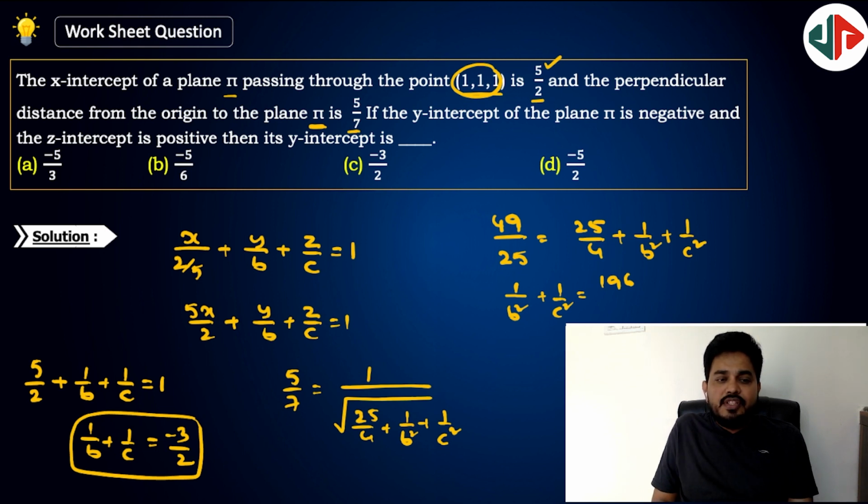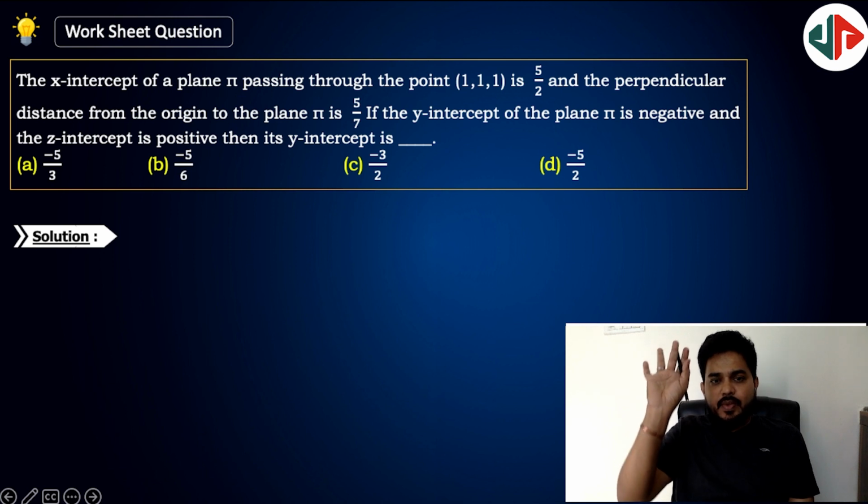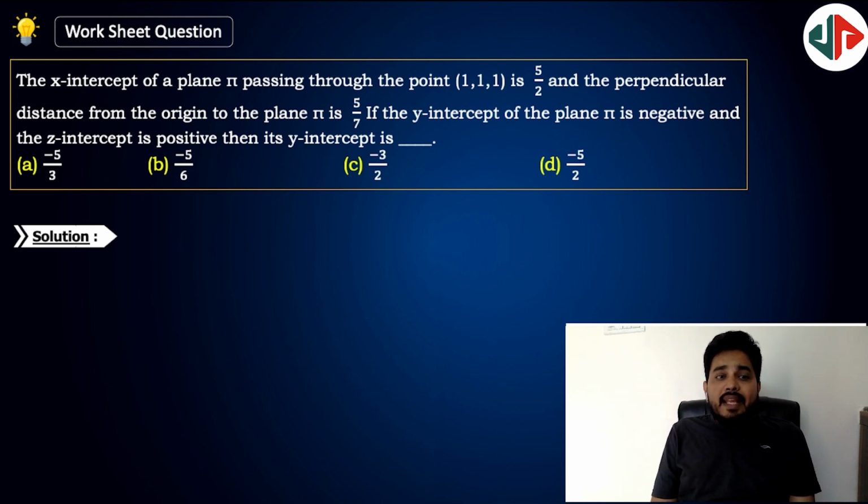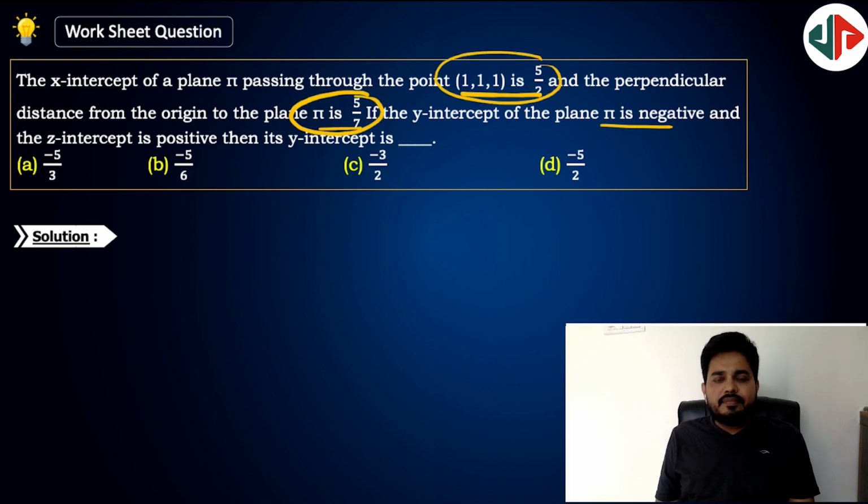So just a minute, I'm redoing this question. The x-intercept of the plane is this, the perpendicular distance from the origin is this, and the y-intercept is negative. Only these three conditions are given. So how are we going to deal with this?